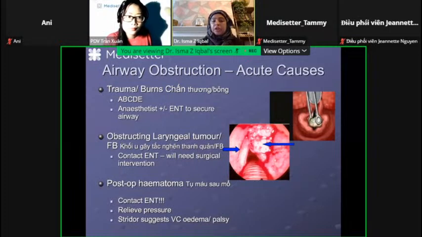Next is circulation. So you're checking the heart rate, the blood pressure, any irregularity in heart rate.